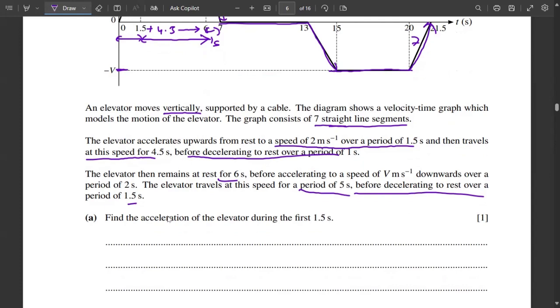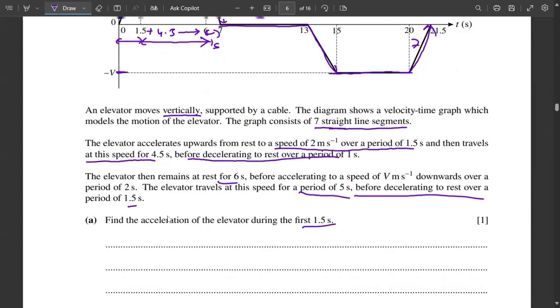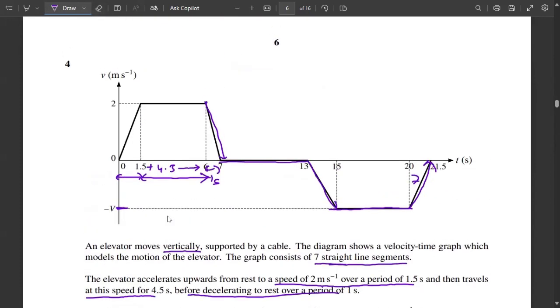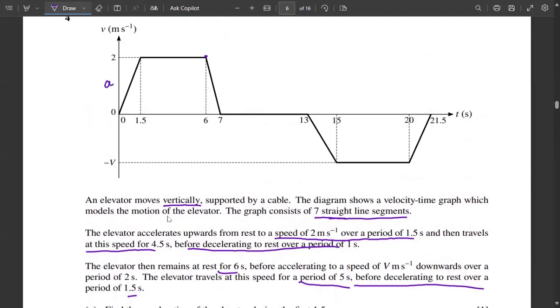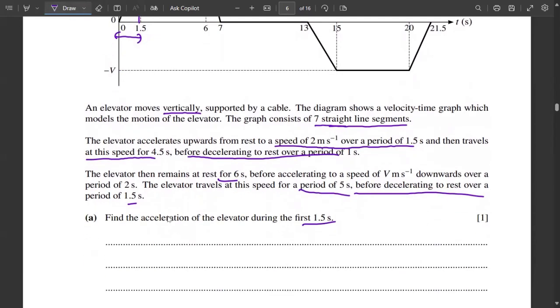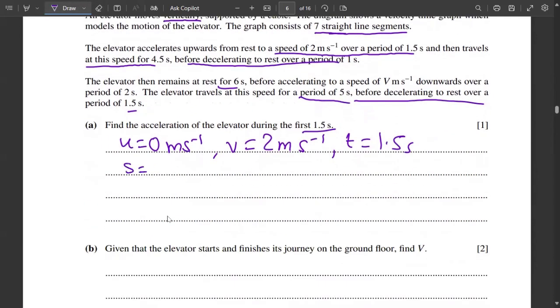Find the acceleration of the elevator during the first 1.5 seconds. Okay, first let me erase this mess. What they have asked us is to find the acceleration of the elevator during the first 1.5 seconds. That means during this time, what is the acceleration? So this is a very easy question. We know the initial velocity is 0 meters per second, final velocity is 2 meters per second, and time is 1.5 seconds. So what we can use is s equals ut plus half at squared.